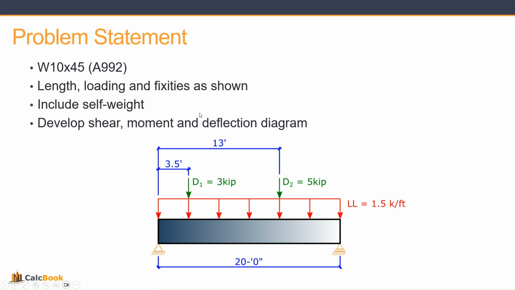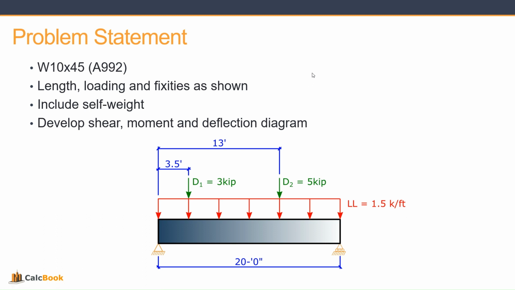So our problem statement for today, we're going to be looking at a W10 by 45, so that's A992 steel. The length, loading, and fixities are just shown below in the diagram. We are going to be including the self-weight of the beam in the calculations. And the goal for today is just to develop the shear, moment, and deflection diagrams.